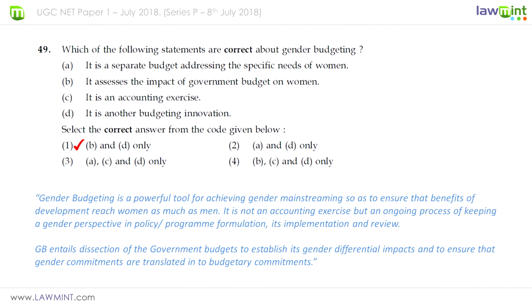Question number 49 talks about gender budgeting and asks us which of the 4 given statements is correct. Now, gender budgeting is not merely an accounting exercise, and it does not involve the creation of a separate budget specifically for women. So statements B and D are correct. So option 1, which says B and D only, is the correct answer for this question.